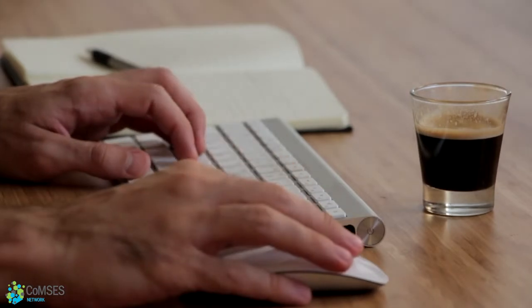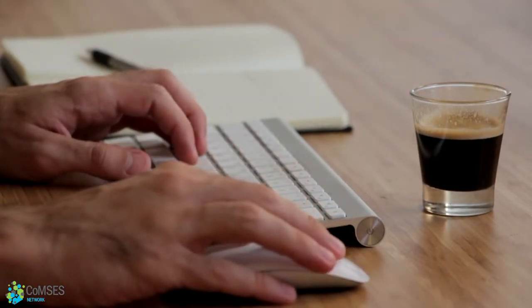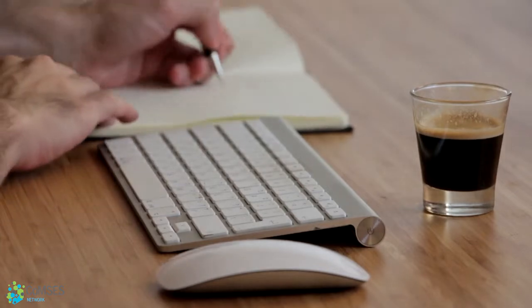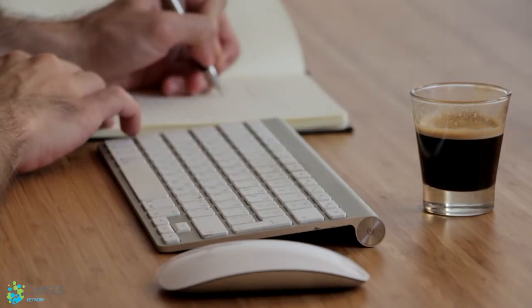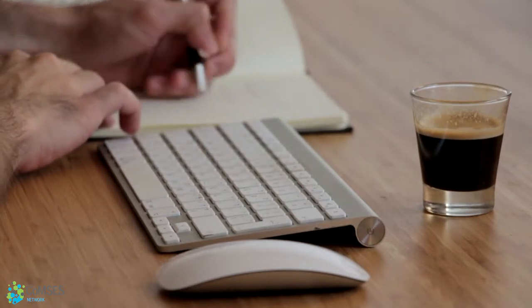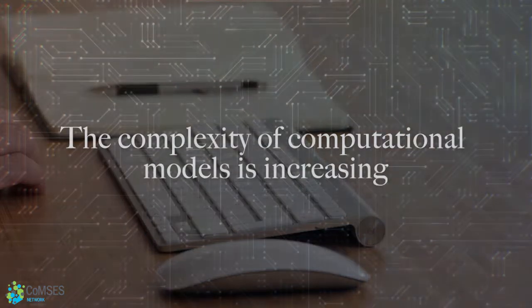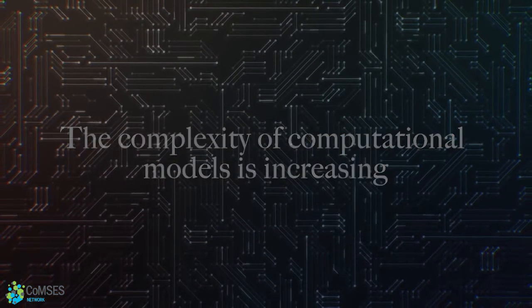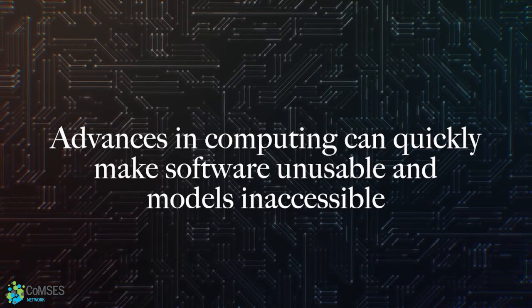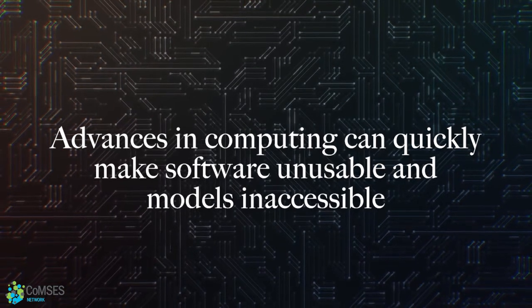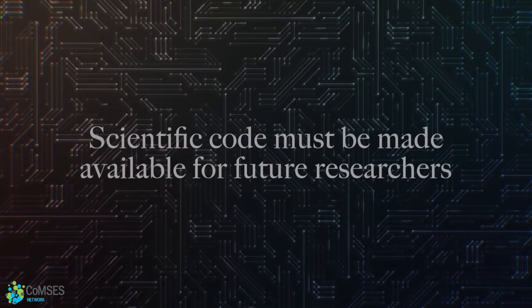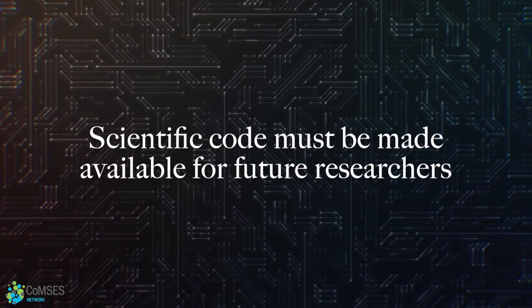Much, if not most, of the scientific research that is being conducted or developed today contains scientific software. In order for that research to be reproducible and useful for other scientists, software must be preserved. This is especially true of computational models, which are increasing in complexity and number, but can often be rendered unusable with advances in computing and software. Software preservation, then, is an important component of the scientific process.